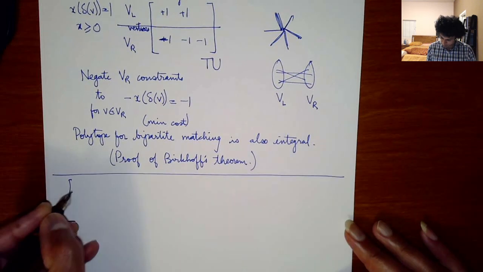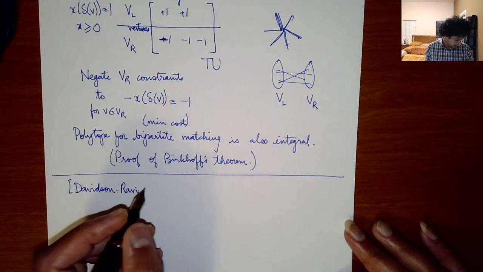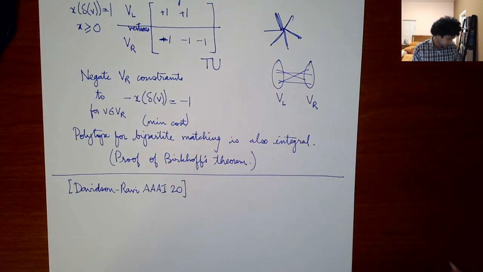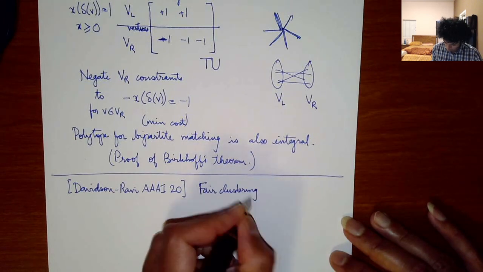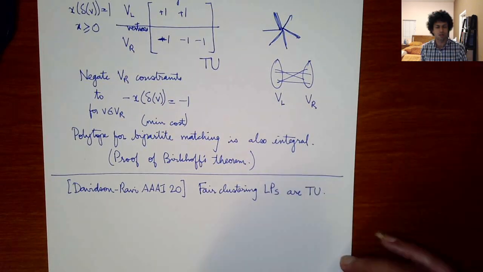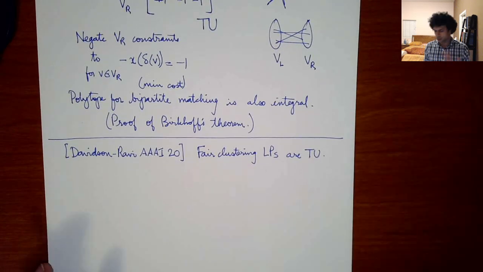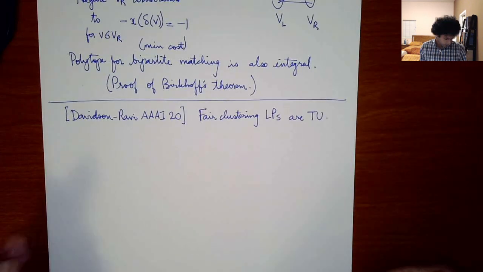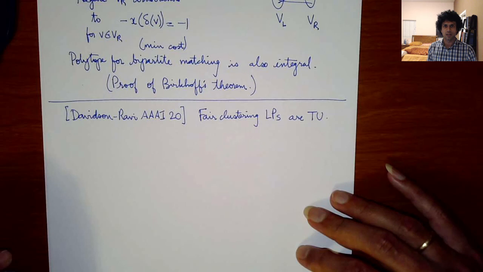is a very interesting paper that I came across recently. This is by Davidson and Ravi, in AAAI 2020, so a very recent paper, and they show that fair clustering LPs are totally unimodular. It's a very specific kind of fair clustering, but I believe some of you have probably seen fair clustering at some point. And so you can think of it as, I'll just give you an example here. At the end of the lecture, I'll take any questions.